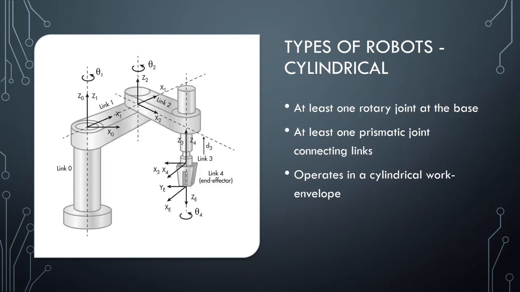Our next type of robot is a cylindrical robot, and you might notice there's a lot of cylinders involved with the construction of this robot. Cylindrical robots will typically have one rotary joint at the base, and we can see this right here. This arm is able to twist back and forth, and it has at least one prismatic joint connecting the links. A prismatic joint essentially allows us to rotate and to move up and down.